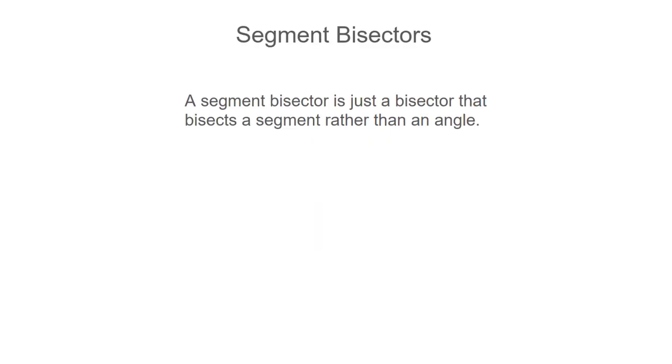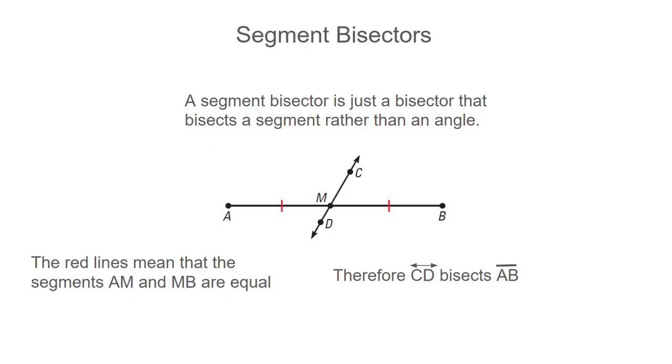For now, we will focus specifically on segment bisectors. The other type will be covered in another topic. And a segment bisector, as you could probably guess, is just a bisector that bisects a segment rather than an angle. Here is an image of one. The red tick marks are used to signal that the two line segments are congruent or equal. Do note that they can be any color, they are just red here.